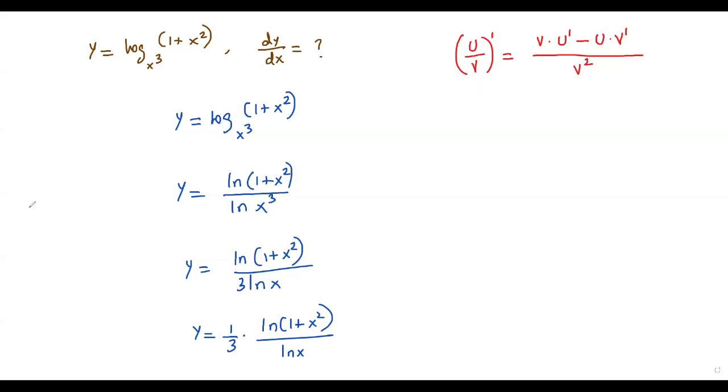The same quotient rule we have to apply in our problem to get the derivative of the function over here. First let's find the derivative of this y with respect to x. What do I get? I get dy over dx.